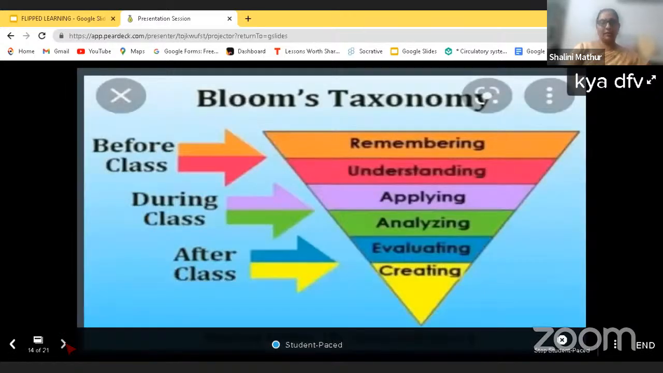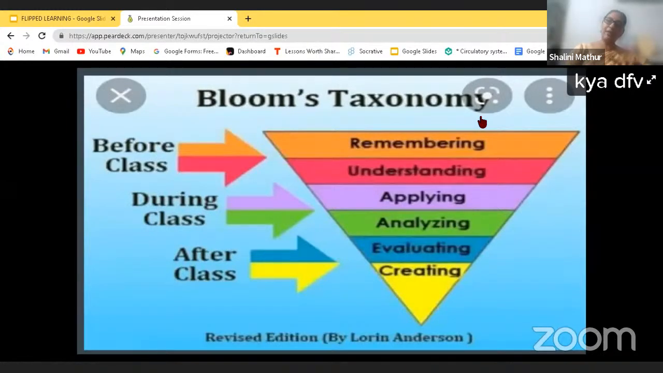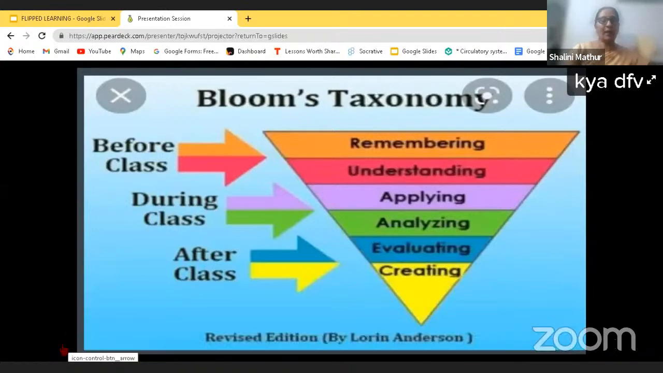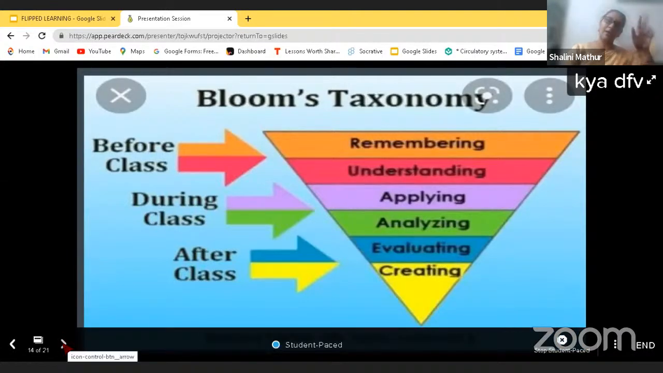Now, this pyramid which I have shown you is Bloom's taxonomy, and in the traditional class it is completely reversed, with remembering at the bottom and creating at the top. When students come to the flipped classroom, they start with creating itself. We have to do a lot of hard work to take our students to the tip of the pyramid. But in this flipped classroom, they are starting with creating, because the understanding and remembering is already done with that flipped content.